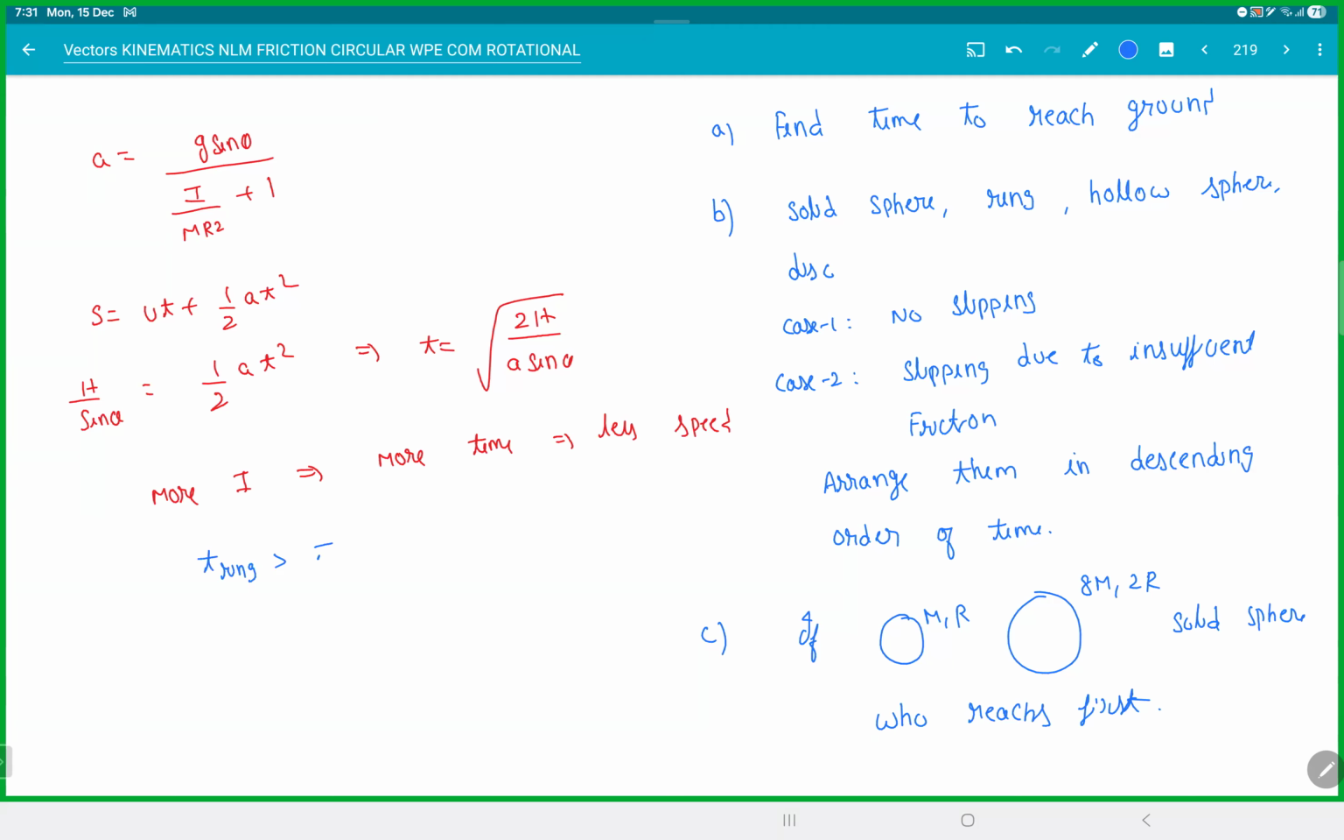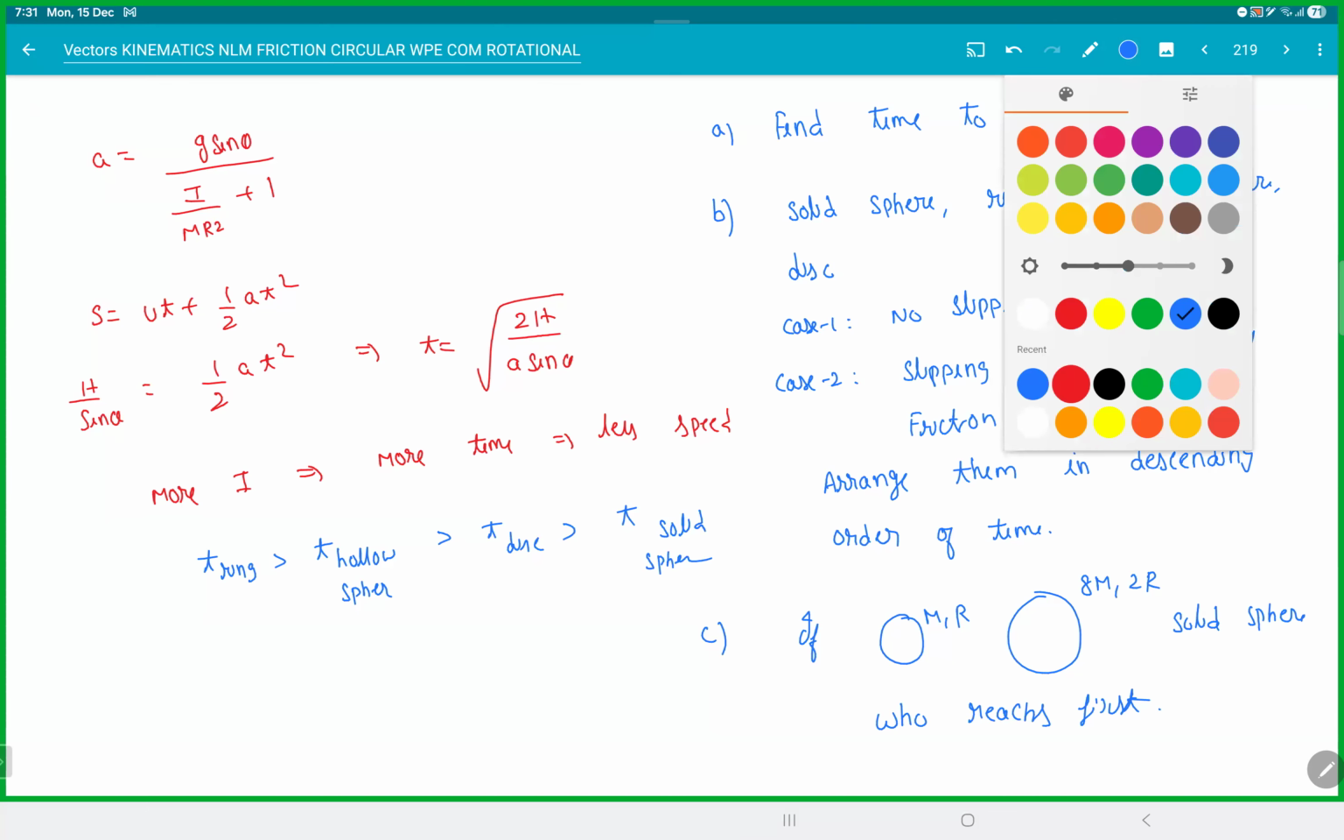Then comes your hollow sphere. Then comes your disk or solid cylinder, both are the same. And then comes your solid sphere. That was your first question, right? First and second thing. And what happens if they all slip?